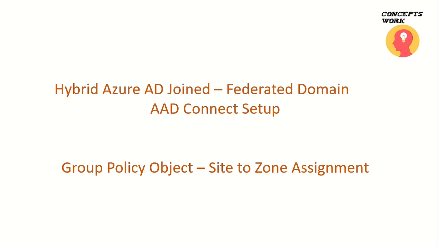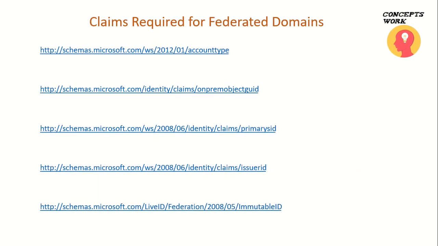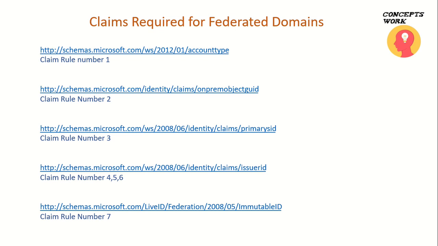So this is the list of all the claims that have to be sent to Azure Active Directory for device auth, and all these claims will be sent by different claim rules. But the most important part you have to focus on is this fourth rule, wherein the issuer ID gets generated. Now, as you can see, there are three rules which will actually contribute the value of one particular claim.